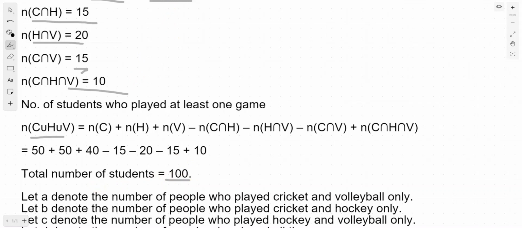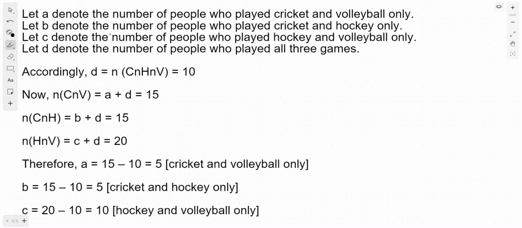But for calculating the students who play only cricket and volleyball, we will denote by A the number of people who played cricket and volleyball only. Let B denote the number of people who played cricket and hockey only. Let C be the number of people who played hockey and volleyball only, and D those who played all three games. Now accordingly, the intersection of all three sports is 10. The intersection of cricket and volleyball will be A plus D, which equals 15. The intersection of cricket and hockey will be B plus D, which equals 15. And hockey and volleyball will be C plus D, which equals 20.